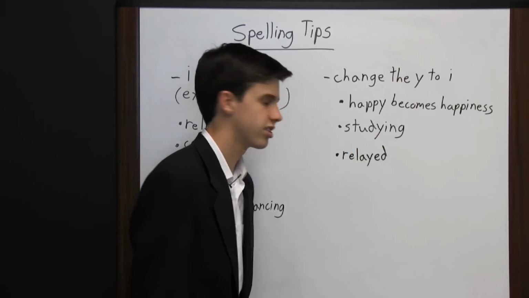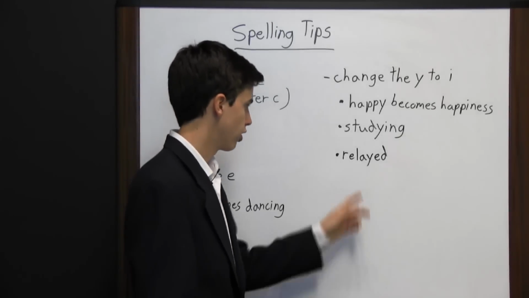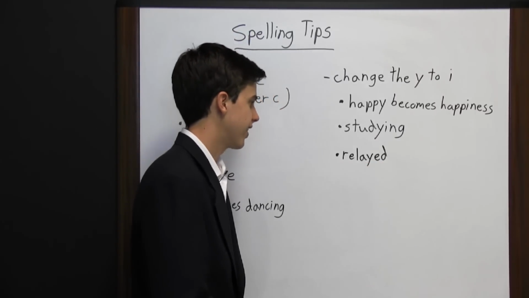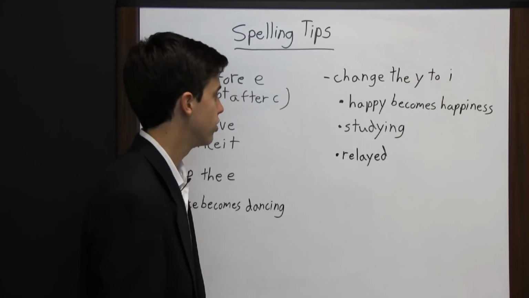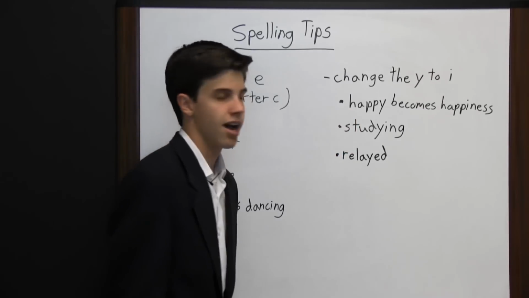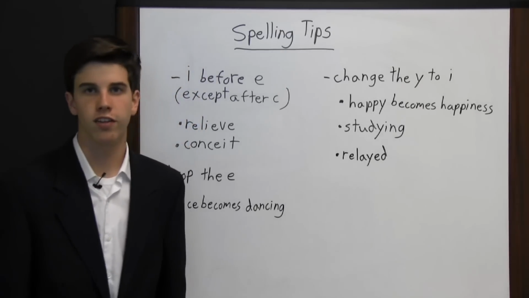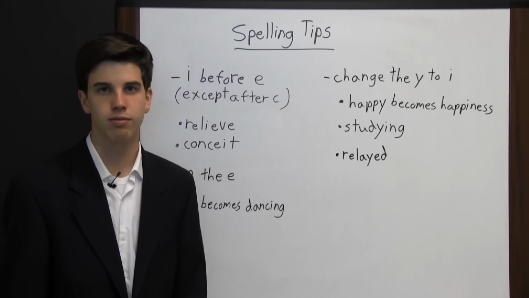And then also, this rule does not apply if the Y is preceded by a vowel. So in the word relay, A comes right before Y, so you just add ed to the end without changing the Y to the I. But as a general rule, you do change the Y to an I. So those are just a few of the spelling tips that are out there, but there are many more out there that you can study to help you remember how to spell words correctly.